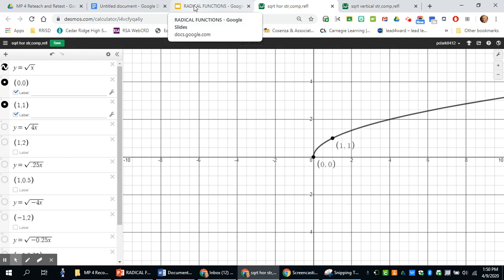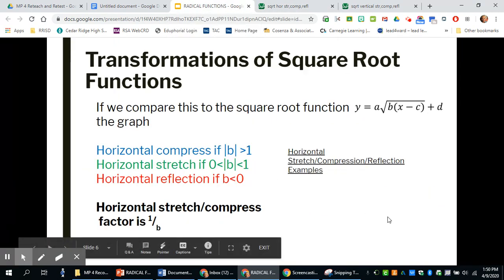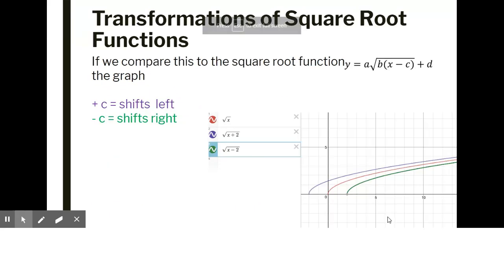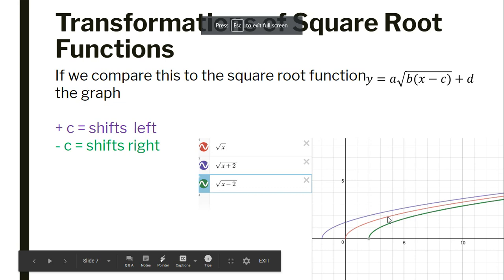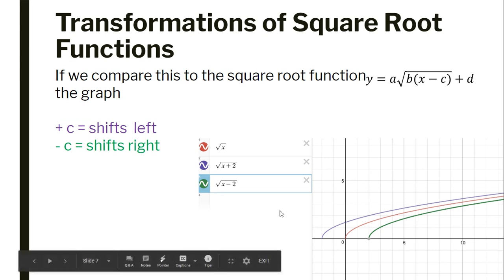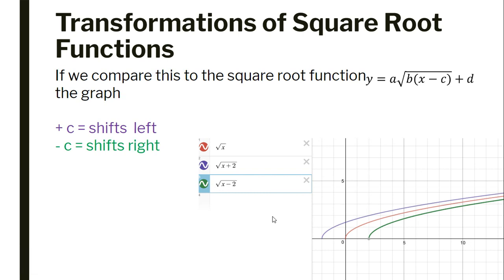All right, back to our slides. Don't forget, pause frequently and take good notes because you'll be able to use those notes on your retake. Okay, now moving left and right, that's pretty easy. It's transformations like you know and love. If it's plus the C value, then it's moving to the left, C units. And if it's minus the C value, it's moving to the right, C units. So that's just like all the other functions we have studied this year.